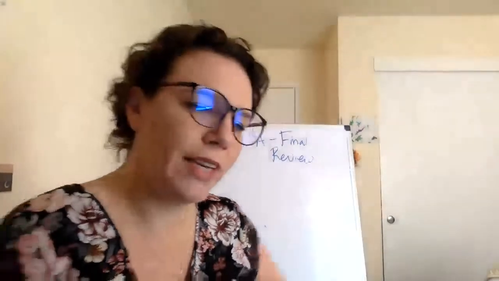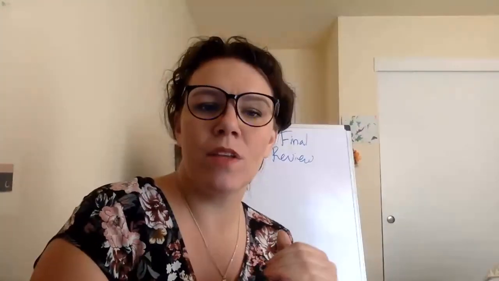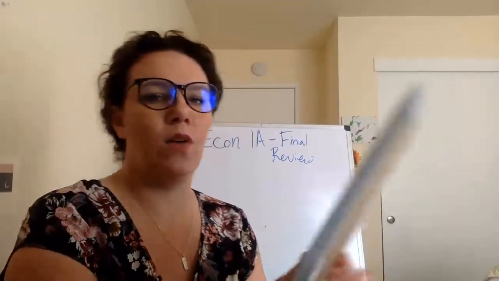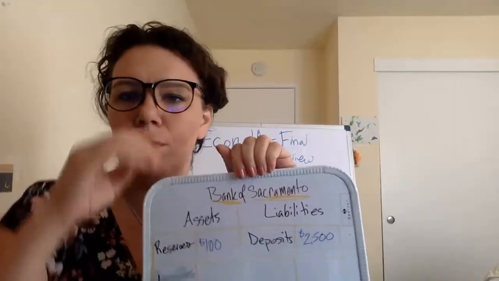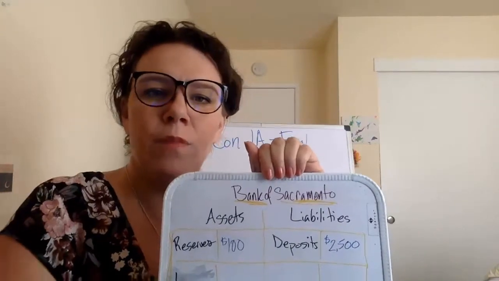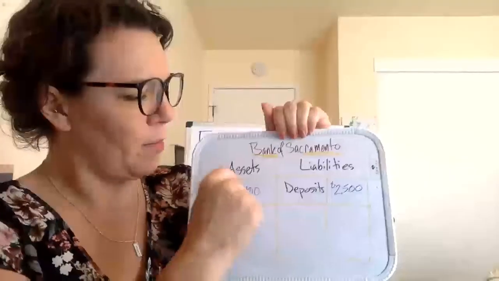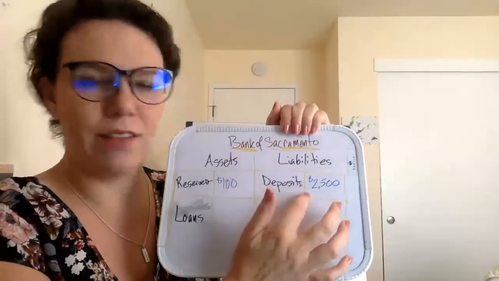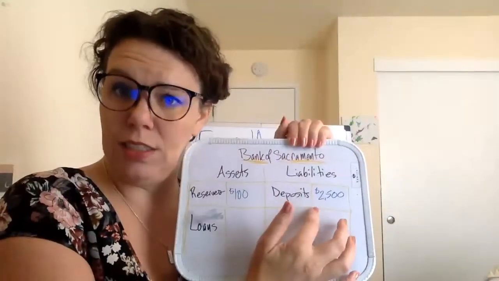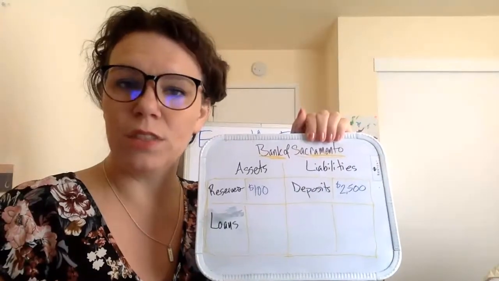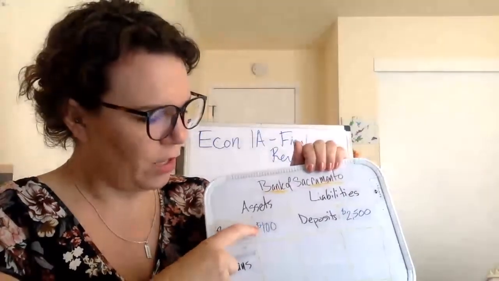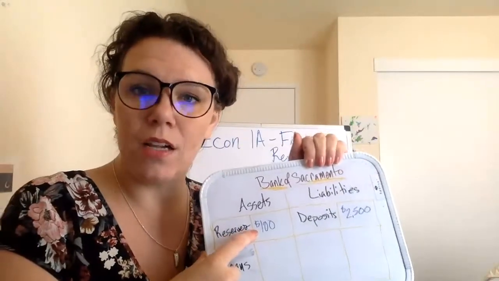And I think what people are getting stuck on is the starting point. So I thought I'd go ahead and walk you guys through how to do that. So we start out with this balance sheet, or this T-sheet, right? Where we can see the Bank of Sacramento's assets and liabilities. And so the liabilities are going to be the $2,500 that are deposited by individuals in the bank. And then here we've got, of that $2,500, $100 is being held in reserve.